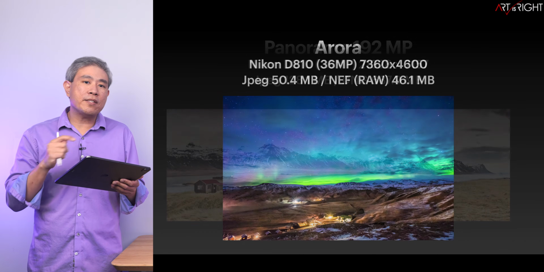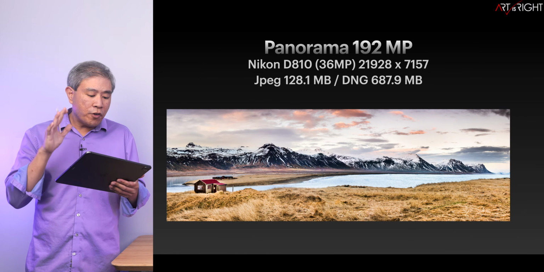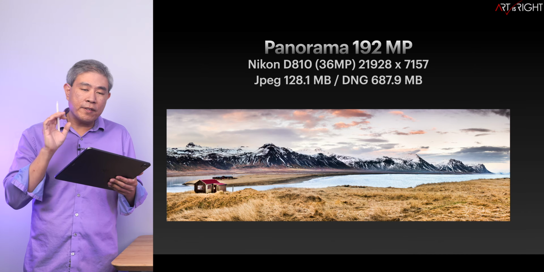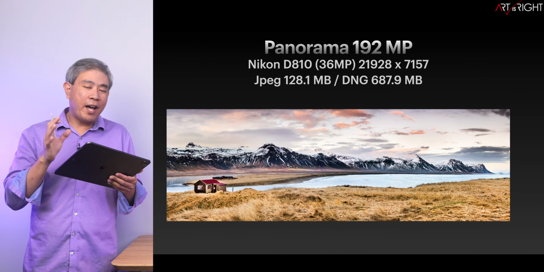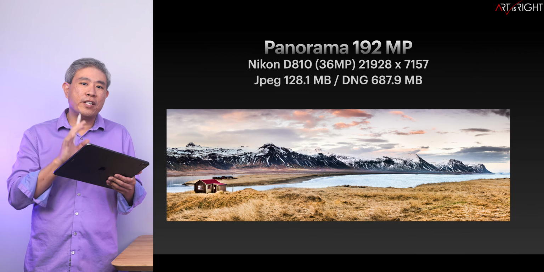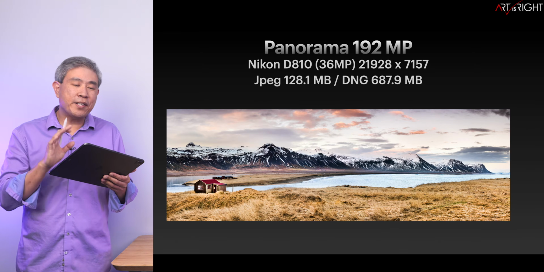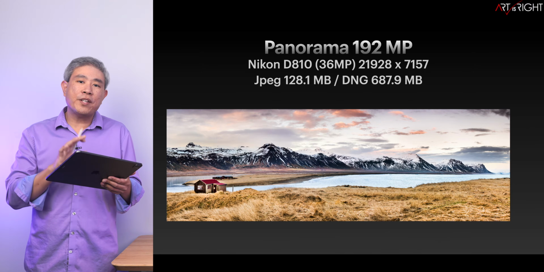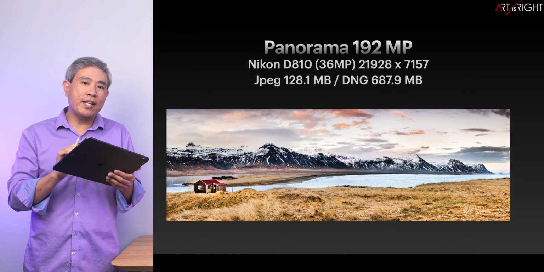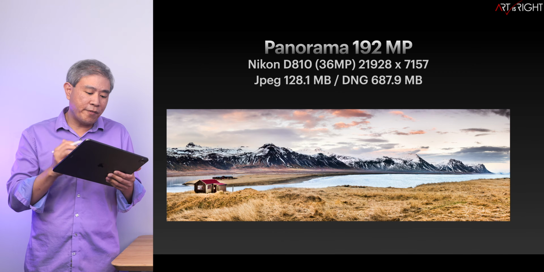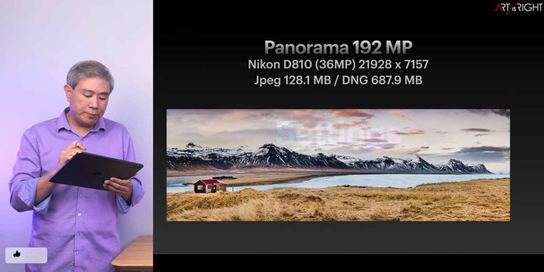And the next one that I'll be testing is a really large file. This is a panorama merged from multiple Nikon D810 files. The pixel dimension itself is around 21,000 by 7,000 pixels. This essentially can really print out around 44 inches by 7 feet or so. It is pretty crazy. The JPEG file is around 128 megabytes. The DNG is 689 or 687 megabytes or so, rounding up. So it is quite a large file, and we're going to see how they run.